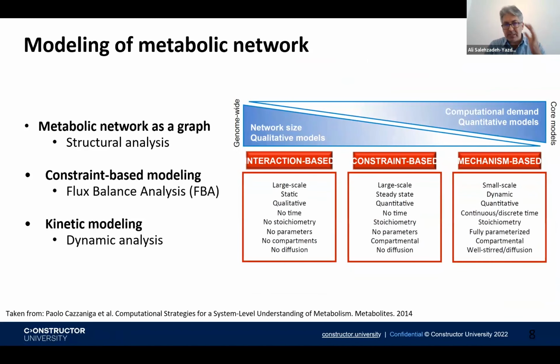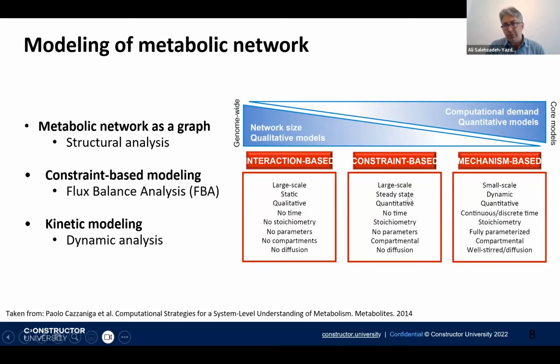So briefly, you can see the differences between these three different approaches. From left to right, you see the difference in the size of the network. For example, for network analysis or genome-scale metabolic models, we can use a larger scale, but in dynamical analysis, we just focus on a smaller scale because it is highly computationally demanding. But the result of the last one, the one on the right, is very accurate, but as I said, it is very hard to provide the data for that.